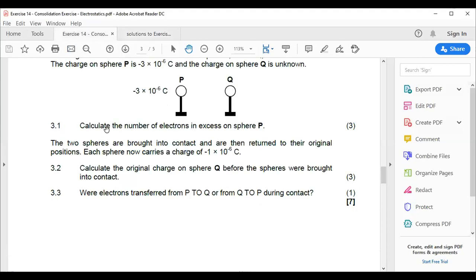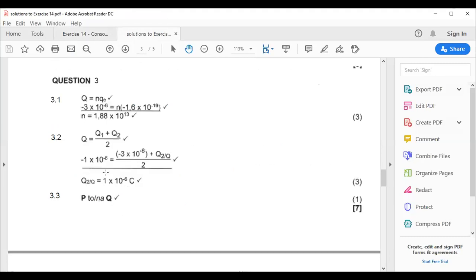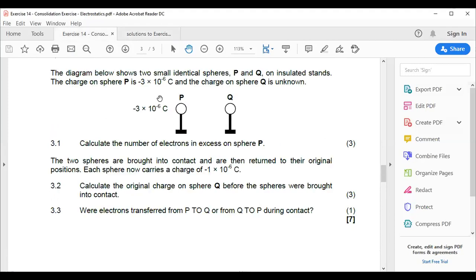All right, next one. It asks whether electrons transferred from P to Q or from Q to P during contact. So what you need to do is check the charges here. This one is negatively charged, and in our calculation we see that our Q2 is positive. So electrons moved from the one that has more electrons to the one that has fewer. Q has more protons than electrons, and P has more electrons than protons.